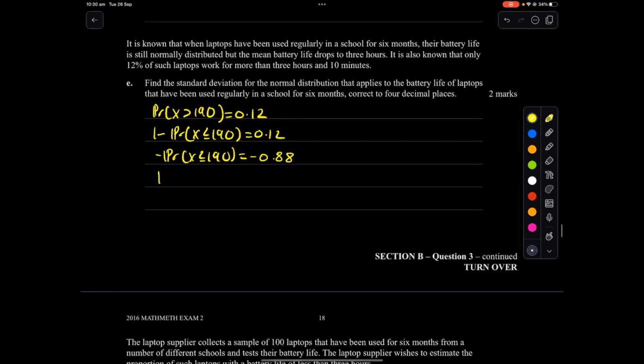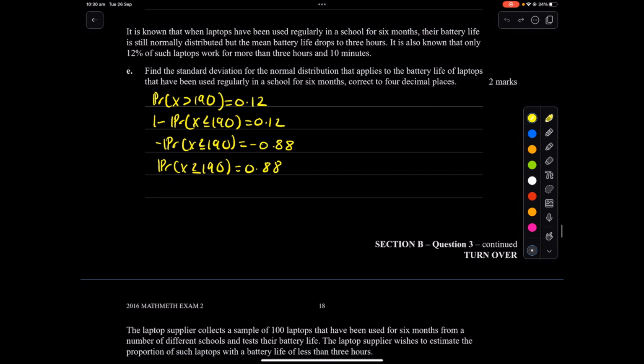And that will give us the probability of x is less than or equal to 190, 0.88. Now, using our calculator, let's turn this into Z form. So we can say, x is just 190 minus your mean, which is 180, over your standard deviation, should equal what?